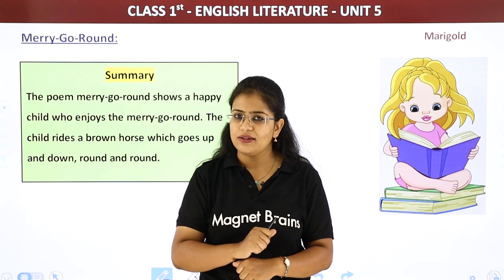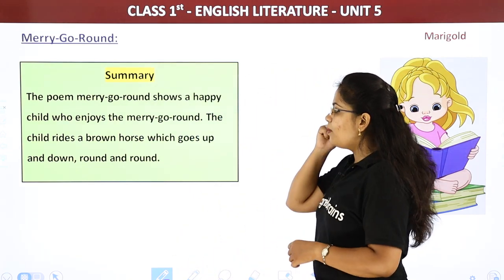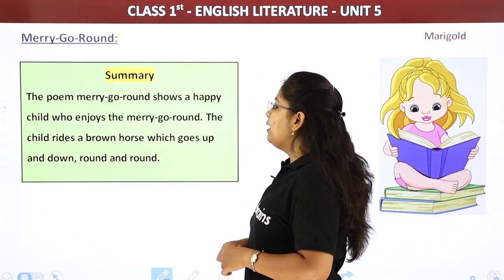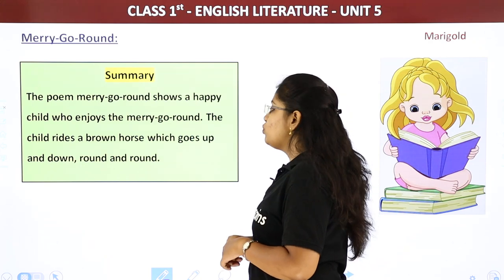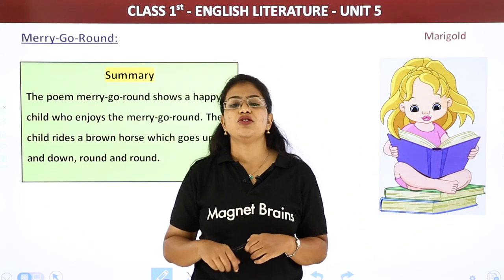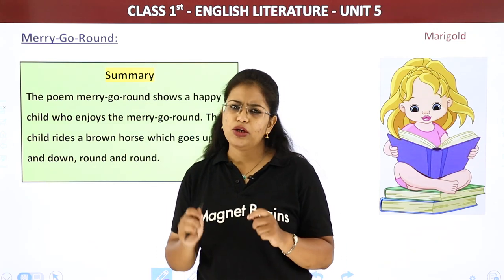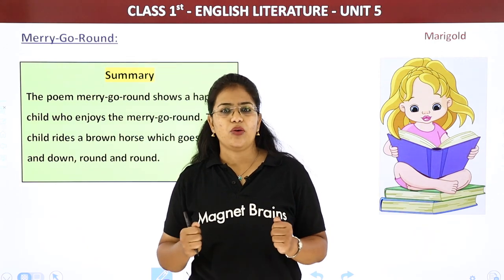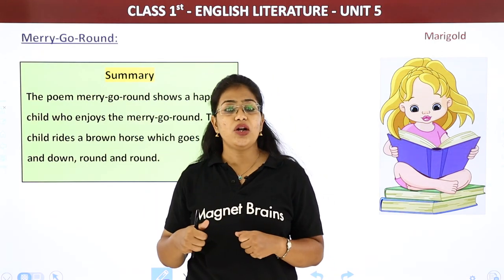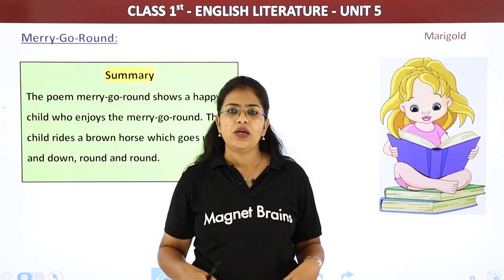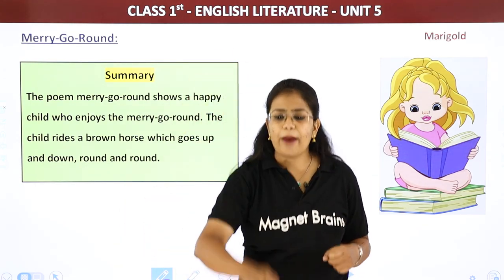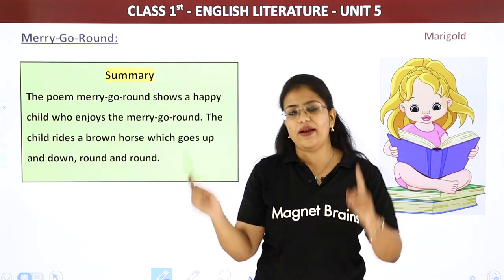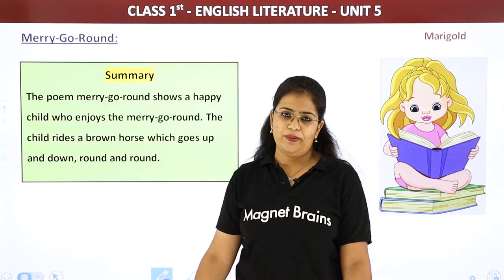Theek hai? Done? Chalo. Let's see the summary. The poem Merry-go-Round shows a happy child who enjoys the merry-go-round. The child rides a big brown horse which goes up and down, round and round. So, the poem is about a small girl who goes to a fair. Jahan pe she finds a merry-go-round. She gets on the merry-go-round and sits on a big brown horse. And how does the horse move? It moves up and down. And how does the merry-go-round move? It moves round and round and round. Theek hai? That's all in this poem.